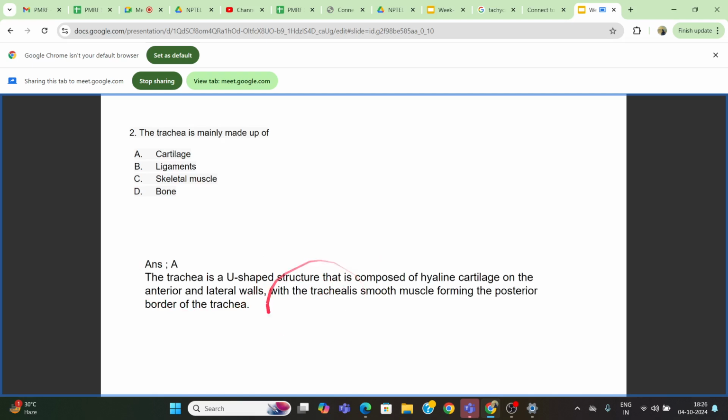It is a U-shaped structure composed of hyaline cartilage on the anterior and lateral wall, with the trachealis smooth muscle forming the posterior border of the trachea. So you should know which side has what, right? The anterior and lateral walls are composed of hyaline cartilage, and the posterior border is formed by the smooth muscle.